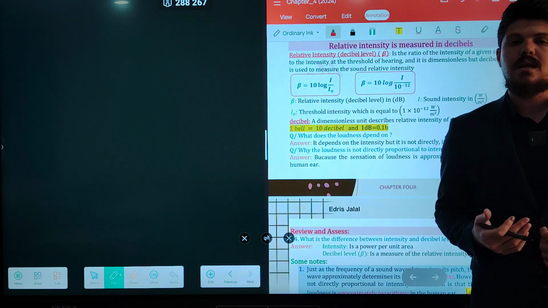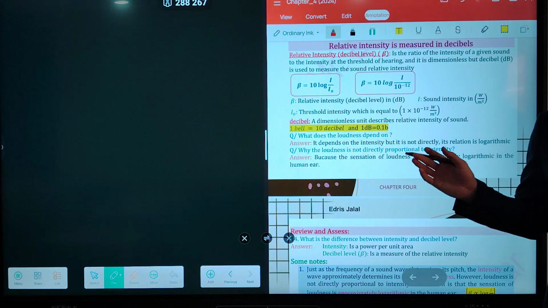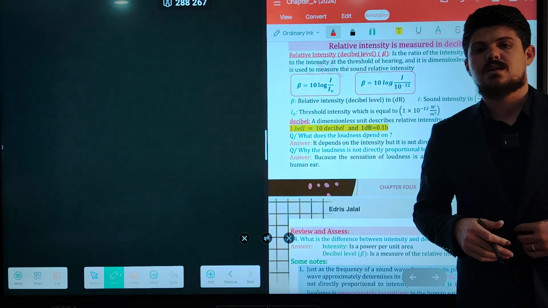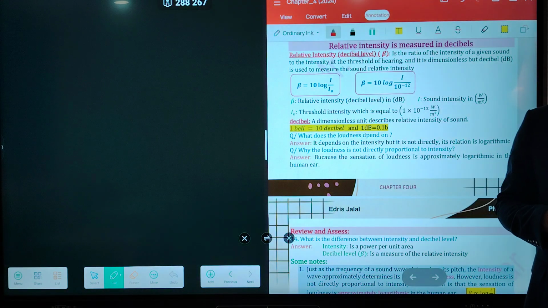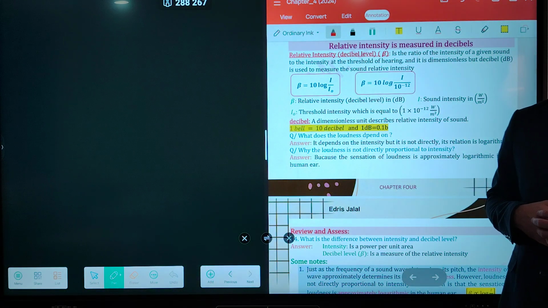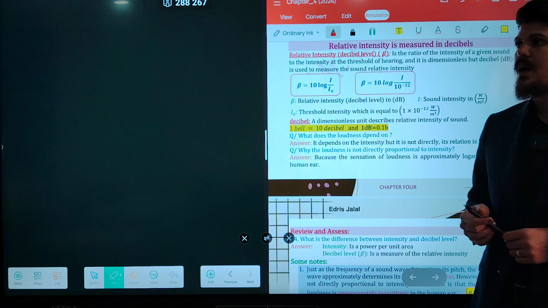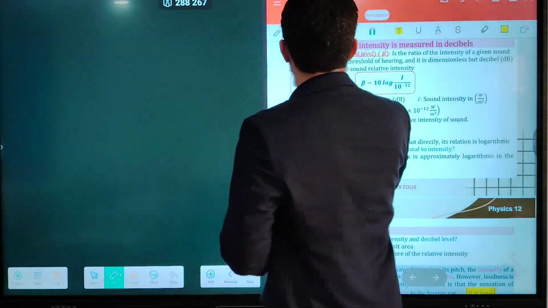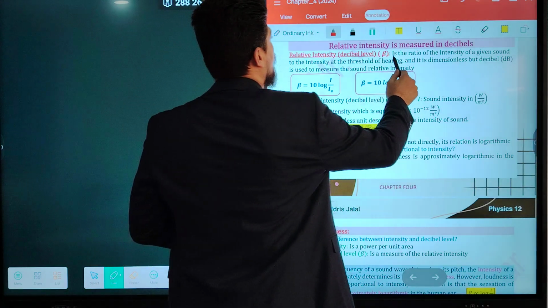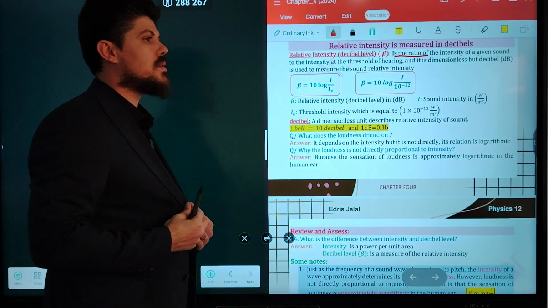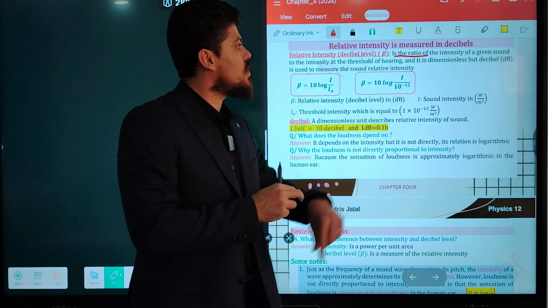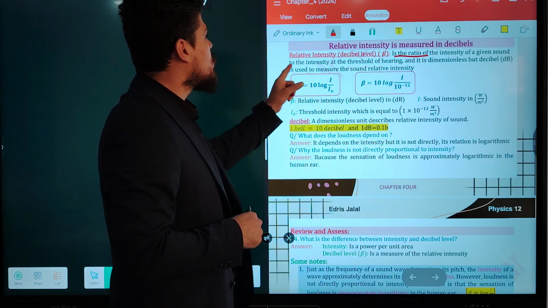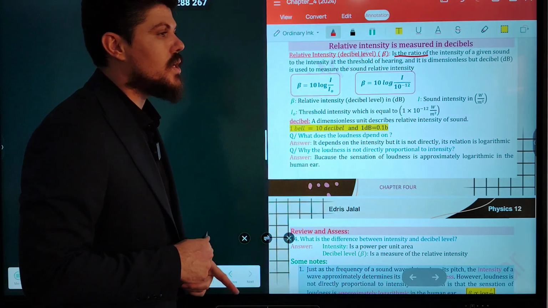But we assume it, the scientist who discovered this, his name is Bell. Bell was the first scientist who discovered this relative intensity for the sound, which is measured by decibel. Bell is not in the SI unit. This is an assumed unit. Relative intensity or decibel level is the ratio of what? Guys, listen carefully. It is the ratio of the intensity of a given sound to the intensity at threshold of hearing.